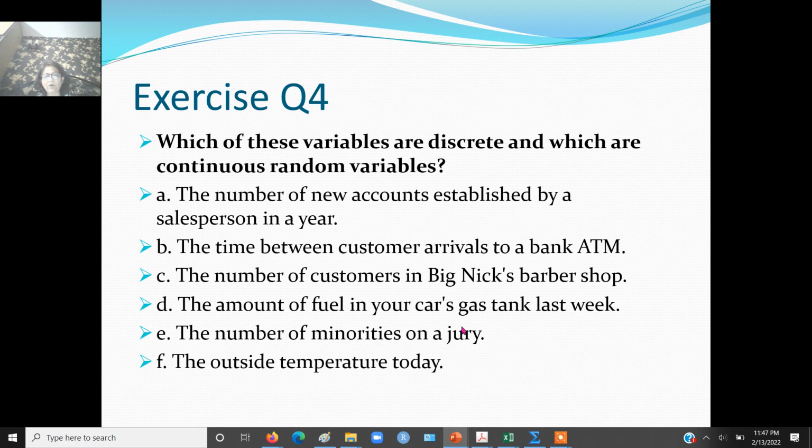Similarly, if I go on to, let's say, the last one, because most of these are quite straightforward and, based on the explanation that I've given you, you can easily classify these as discrete or continuous. If you focus on the last one, the outside temperature today, right? You're randomly checking what's the temperature today. If you're measuring in Celsius, it could be 20 degrees Celsius, or maybe it could be 20.33 degrees Celsius. So it could be any number, right? You can't count it, but you can measure it. So the outside temperature is a continuous random variable.